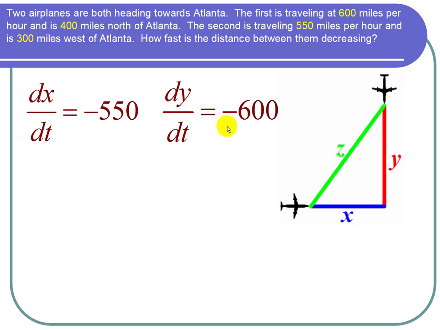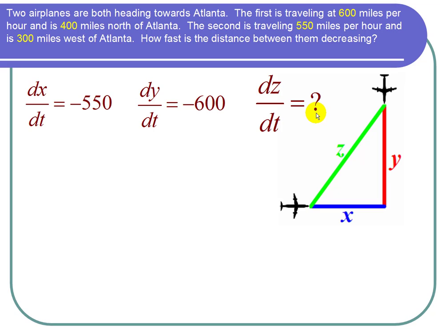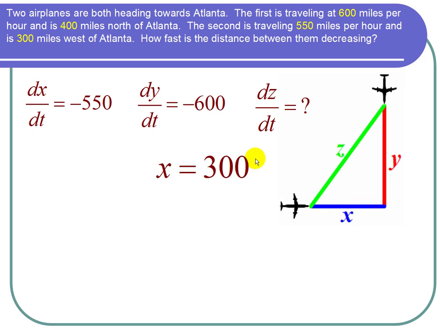Okay, now our question is how fast the distance between them is decreasing. So that's how fast z is changing. So our question is, what is dz/dt? Okay, we know that x is going to be 300 because the second plane is 300 miles west of Atlanta. We also know that y is 400 because the first plane is 400 miles north of Atlanta.